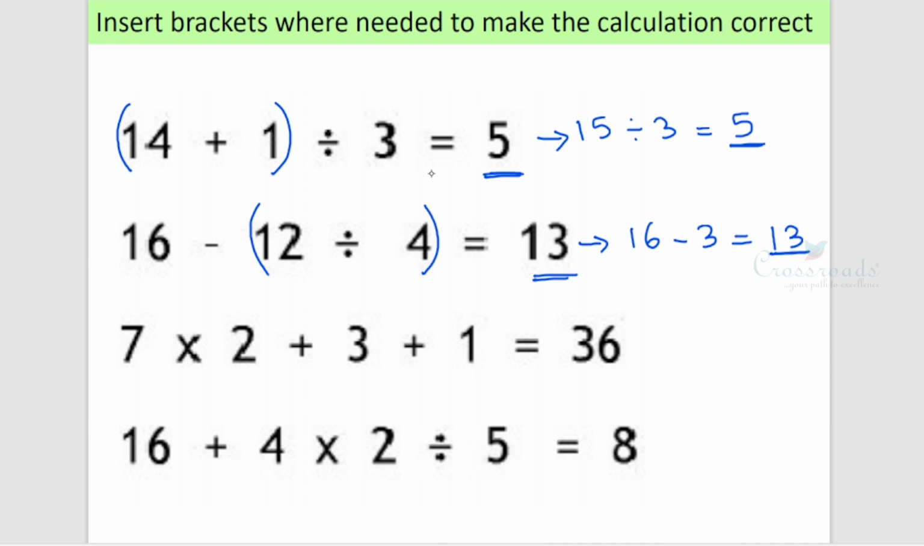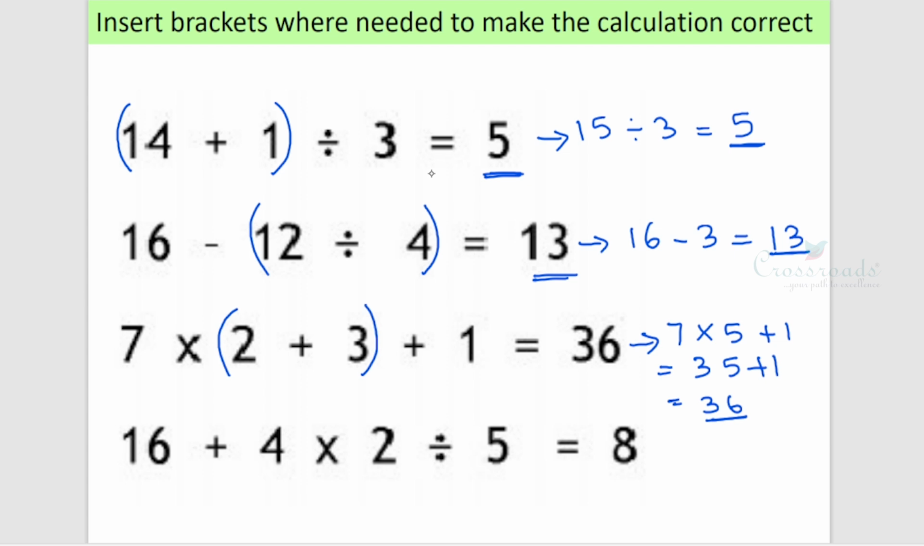Here it says 7 into 2 plus 3 plus 1 is equal to 36. So here we need to insert the bracket over here. So it will become 7 into 2 plus 3 is nothing but 5, plus 1. 7 into 5 is nothing but 35 plus 1. The answer will be 36.